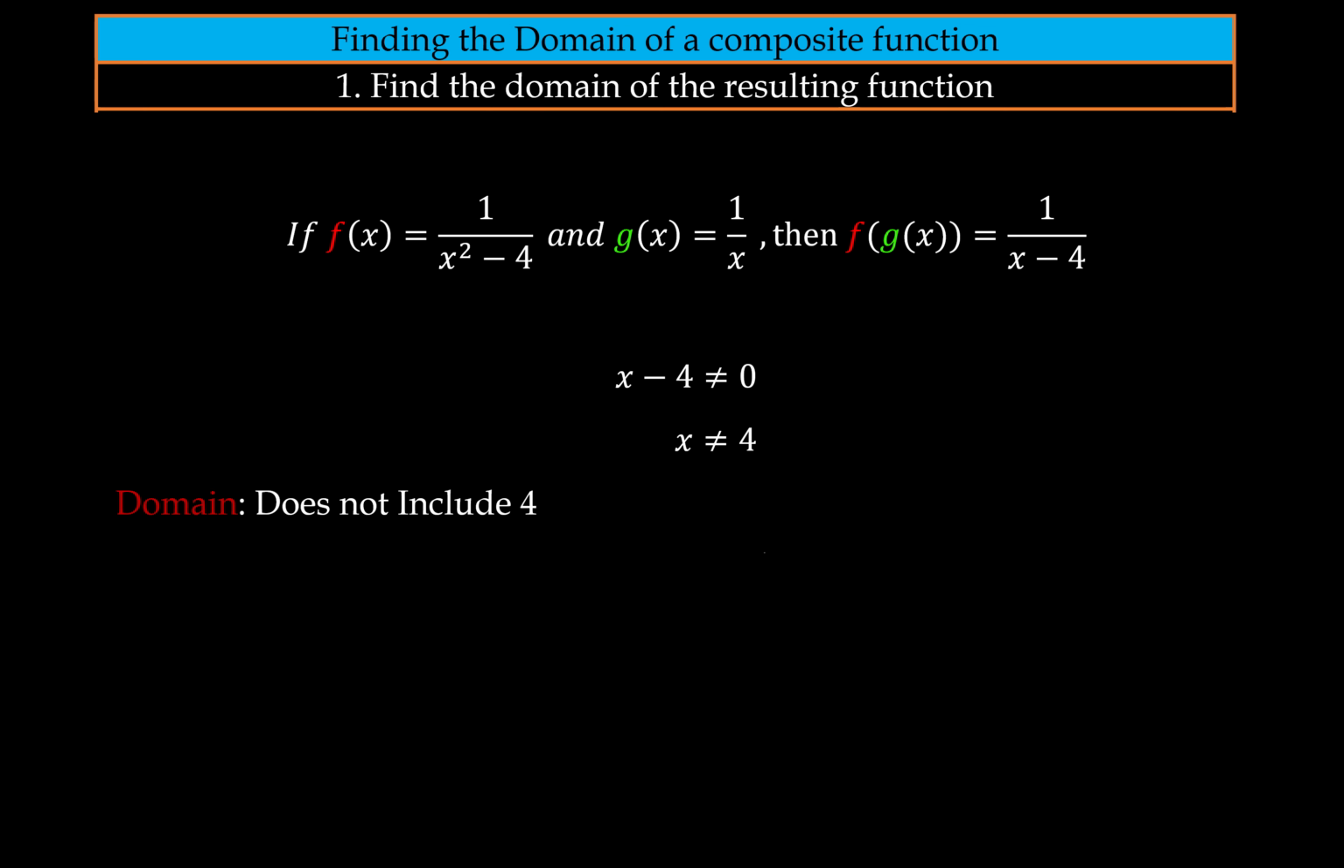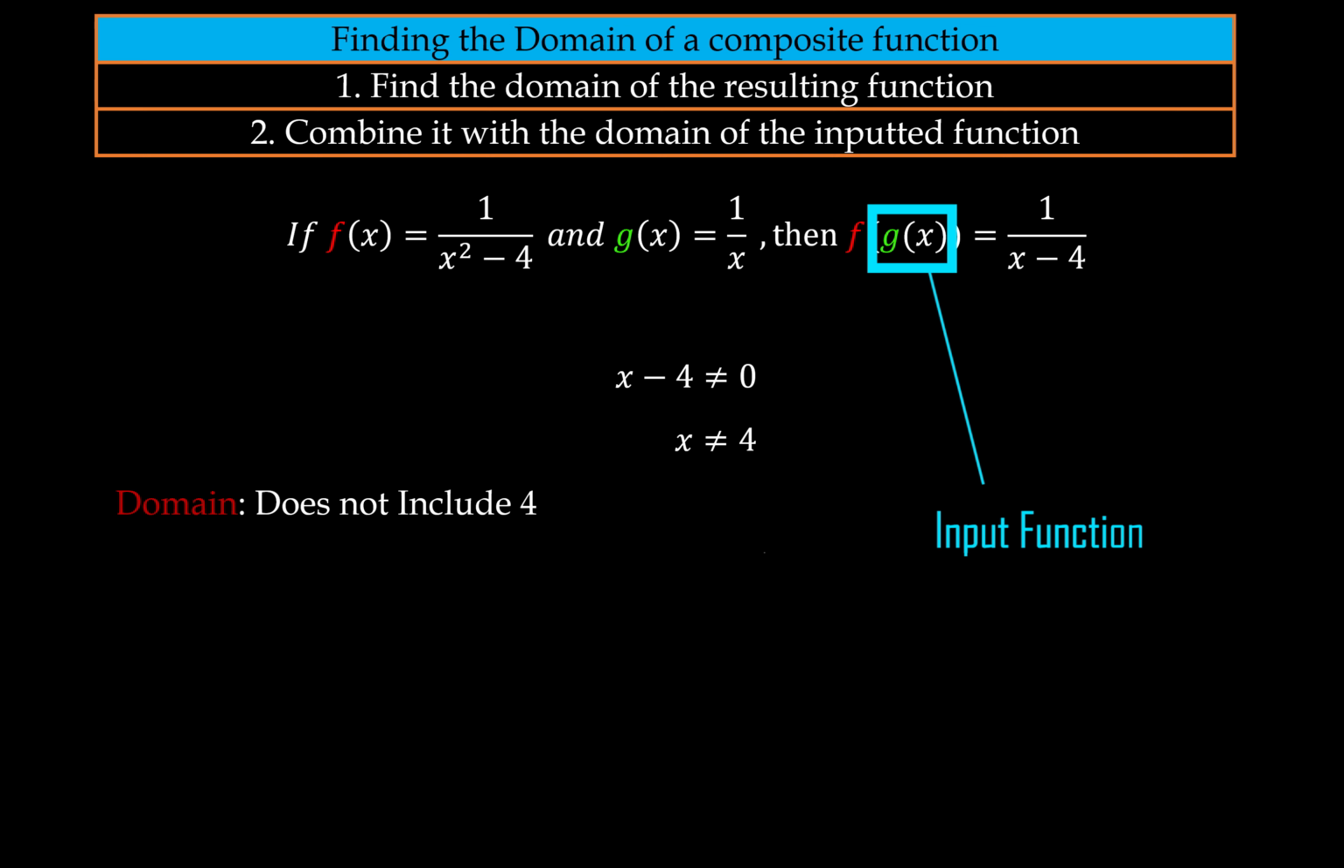Normally, all we have to do to find the domain is to see which values of x will break our function. The only extra work you have to do for a composite function is also remove the number that breaks the function which was inputted into our other function. So for this example, we had to figure out what the domain of g of x is as well.